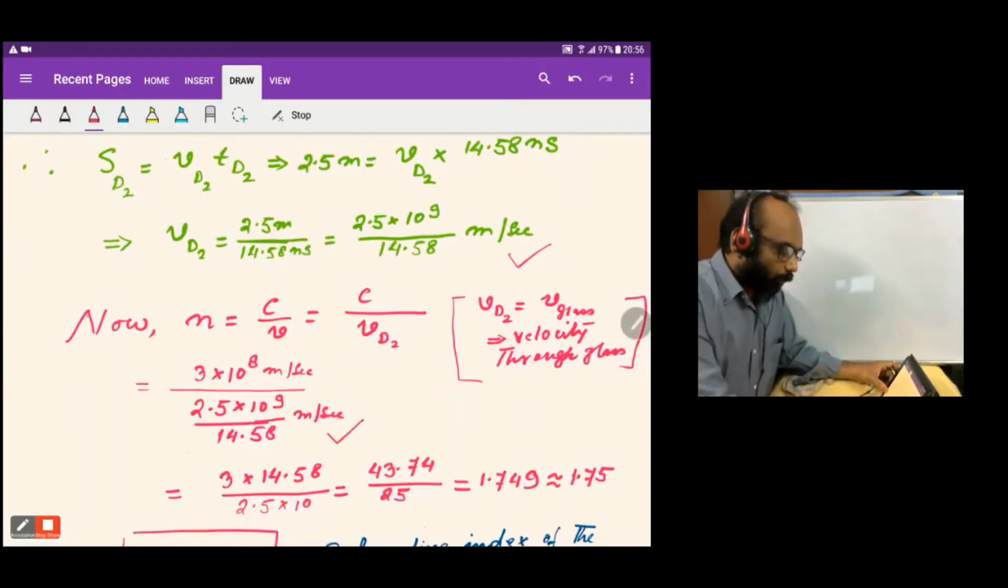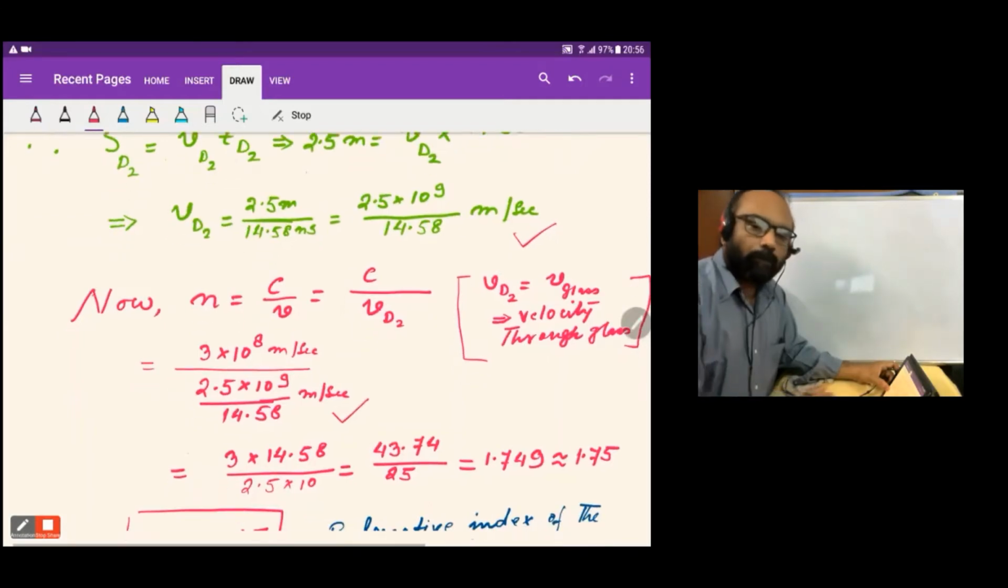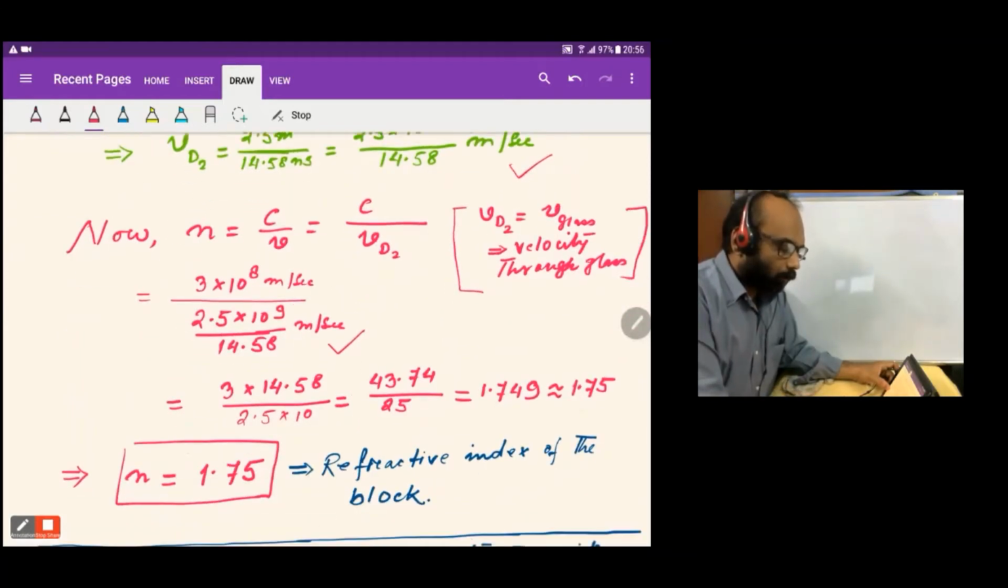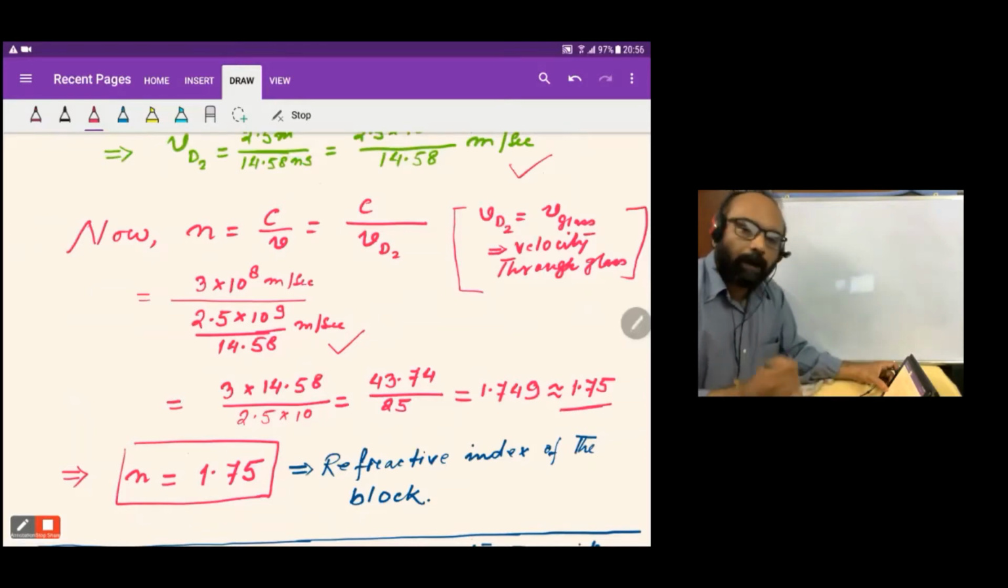So if I do the calculation, we get 43.74 divided by 25, that is equal to 1.749, and round off to 2 decimal places gives me 1.75. Therefore, refractive index of the block is 1.75.